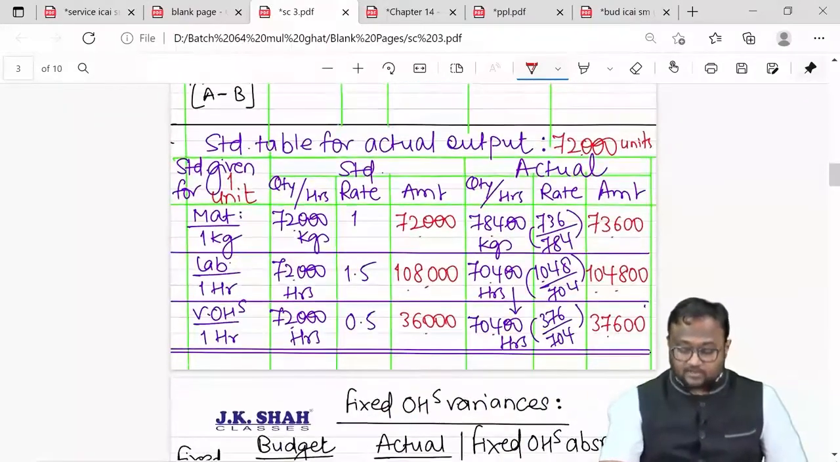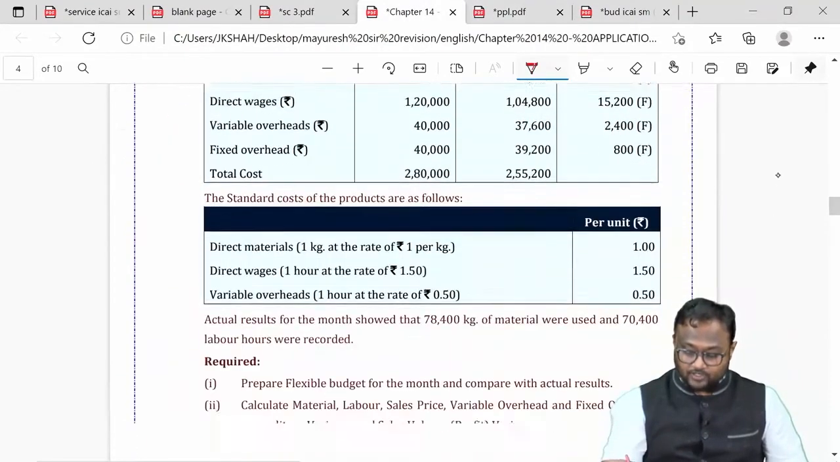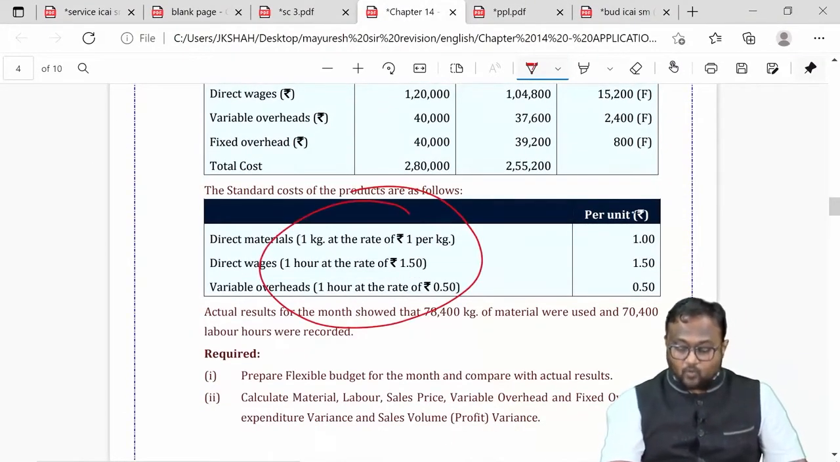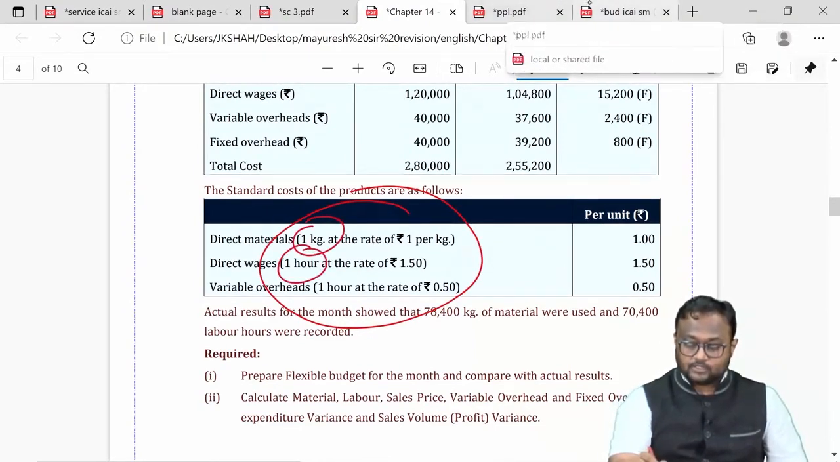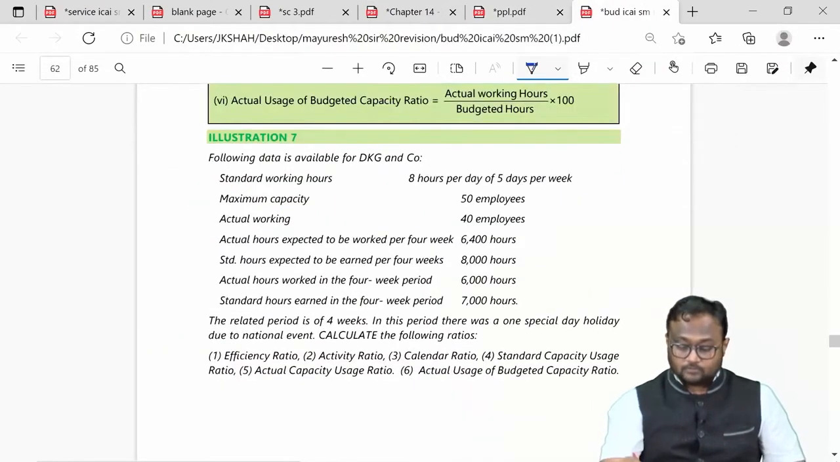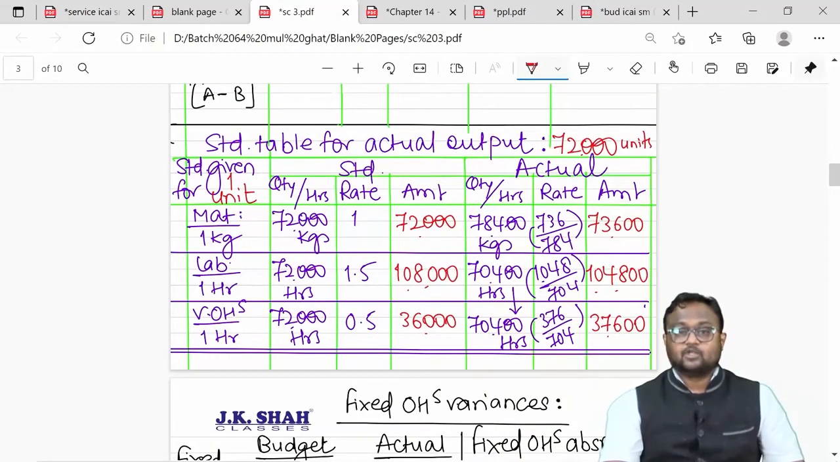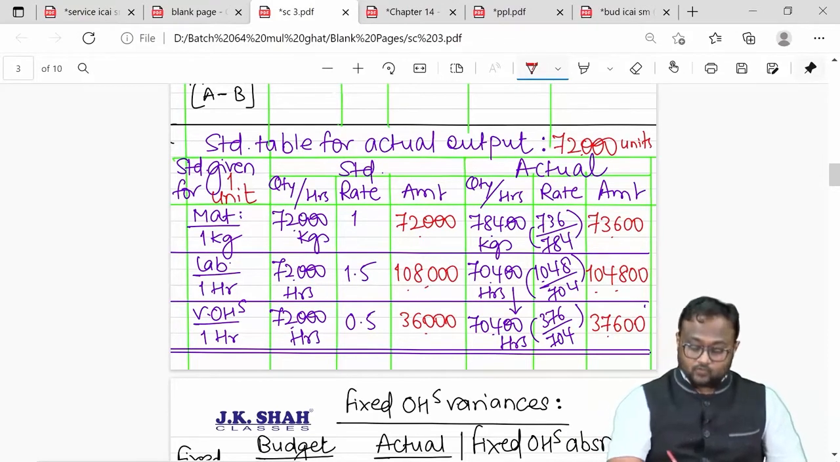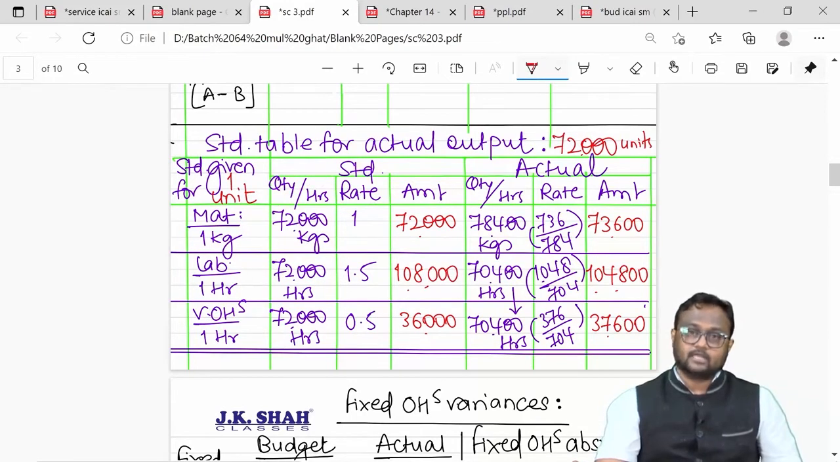After this, they asked us to calculate variance. The standard was available here for 1 unit. For 1 unit, I was supposed to consume 1 kg and I was supposed to work for 1 hour. So if my actual output is 72,000, this is what I'm supposed to get. When I apply price and rate, I'm getting the standard cost. I compare actual cost with the standard to get the variance calculation done.